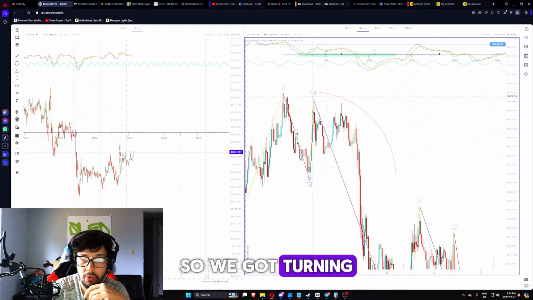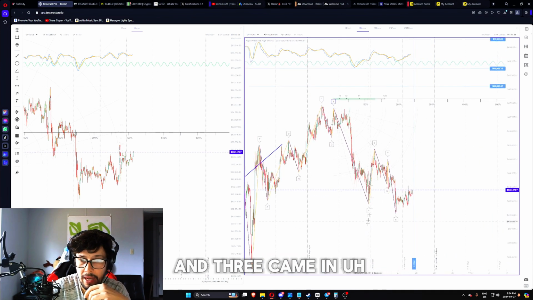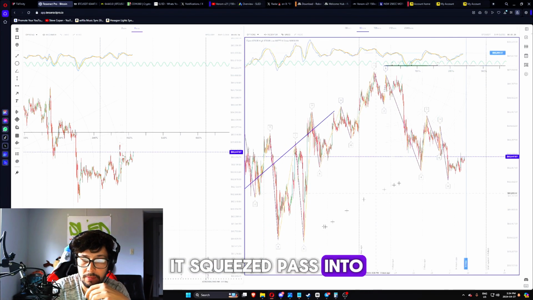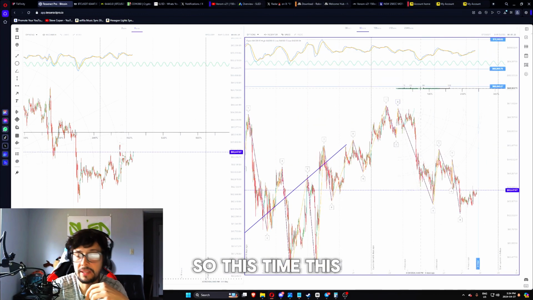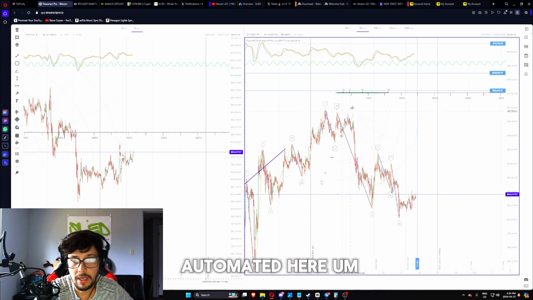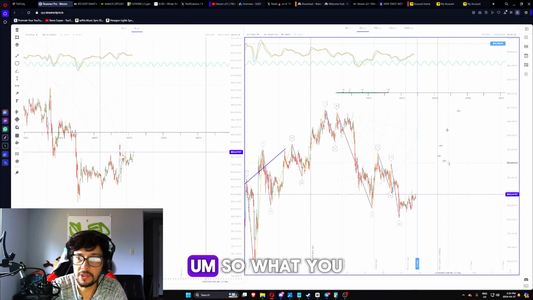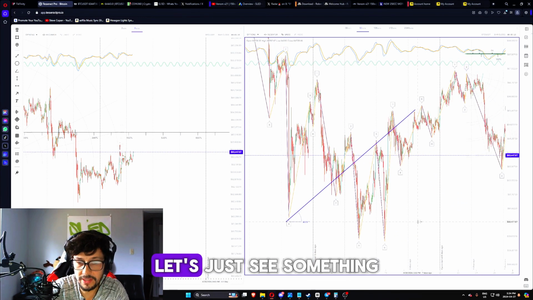So we got turning point 3 here because it had to come in. It was pretty late. Then 3 came in. Then 4 ended up very late here, squeezing past into the end of the quadrant. 5 had to come in very sharp, and so on. So this time bar is automated here. It's coded into it, right? So what you can do is, if we check out the previous cycle, let's just see something cool.